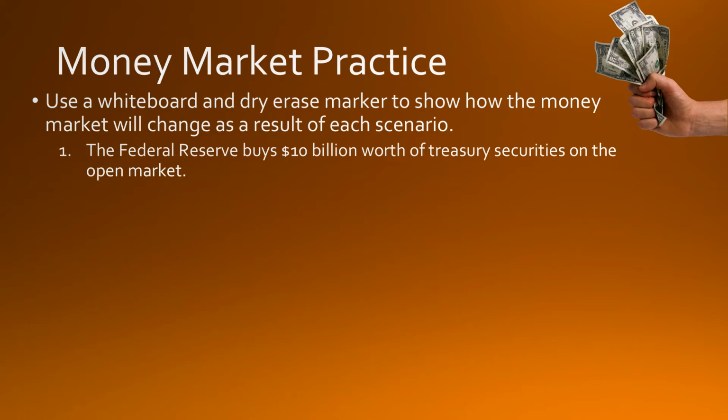Okay, so here we go. Let's start off with this very first question. The Federal Reserve buys $10 billion worth of Treasury securities on the open market. So what would happen with the nominal interest rate and the quantity of money?